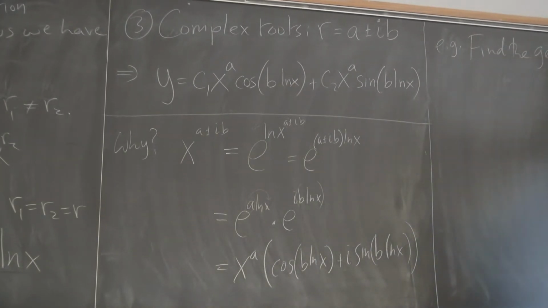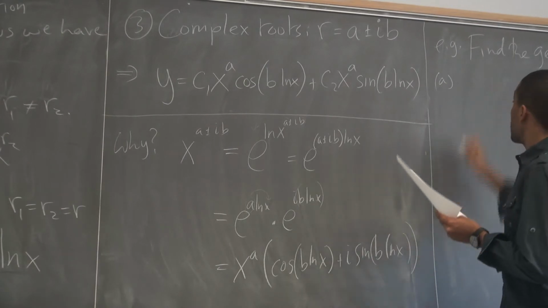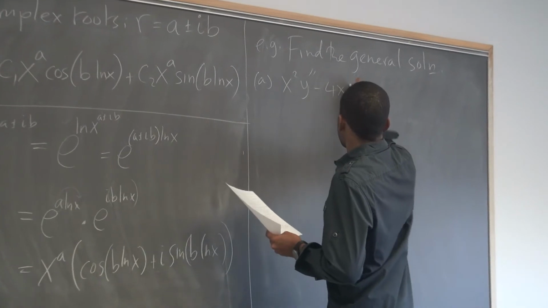Find the general solution. First one, x squared equals 4x.